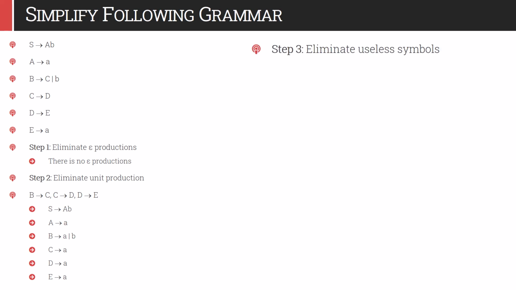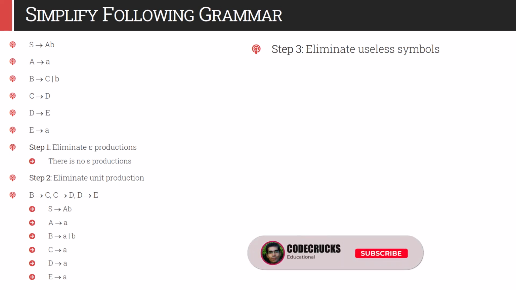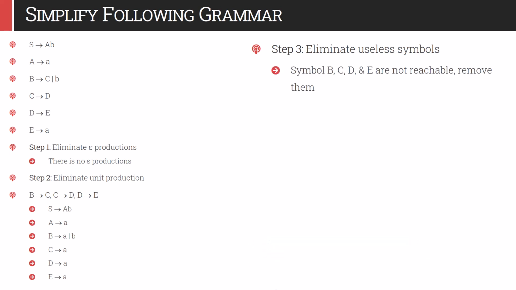And finally, we have to eliminate useless symbols. So we have to verify whether all the symbols are reachable from start state or not. So from S we can reach A. From A we can go to just a small a. We cannot go to any other state. So B, C, D and E are not reachable from start state. And hence in simplified grammar we can remove all those symbols, and our final equivalent simplified grammar for the given input grammar would be just 2 productions. S gives AB and A gives a.